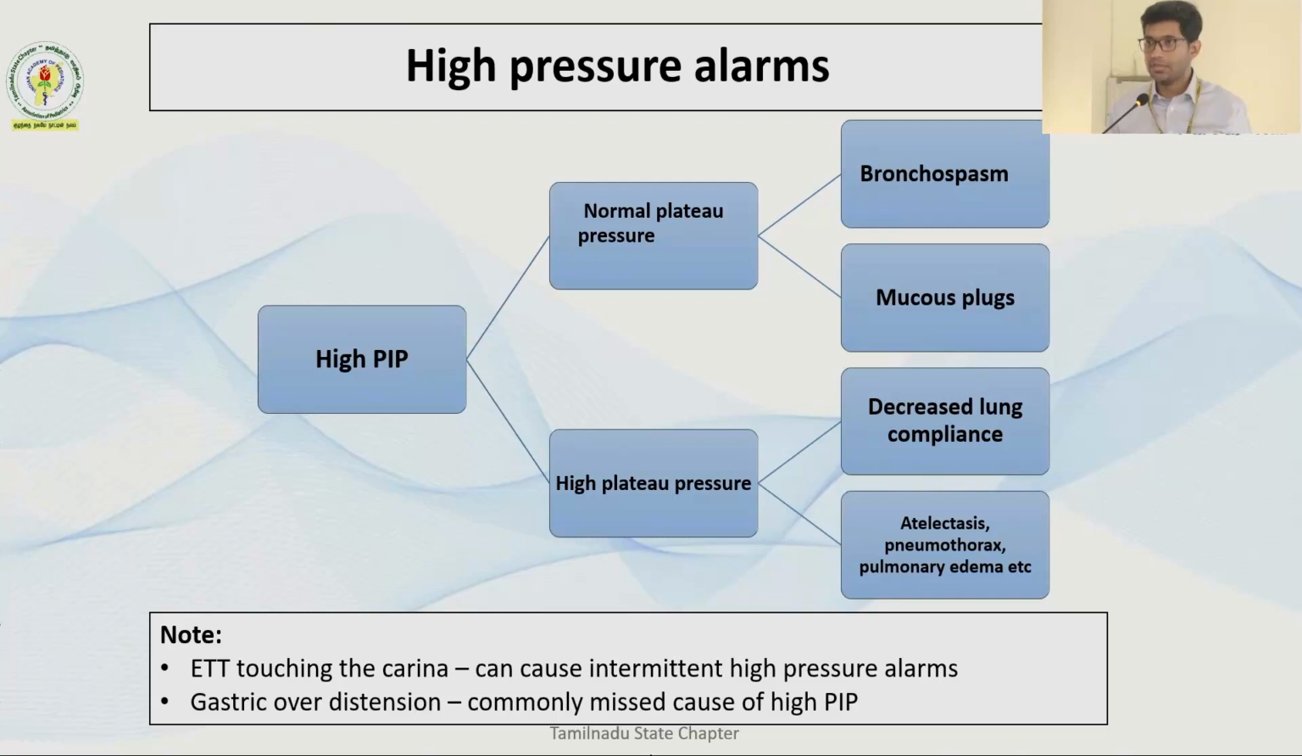plateau pressure. For this, the child needs to be sedated and paralyzed. If it is a normal plateau pressure, then the pathology is somewhere in the airway. That is a simple way to remember. If there is a high plateau pressure, suspect that your lung is worsening. There is something causing a decrease in lung compliance. Other things which are commonly missed: the endotracheal tube impinging on the carina or gastric over distension can also trigger high pressure alarms, and these have to be kept in mind while troubleshooting.